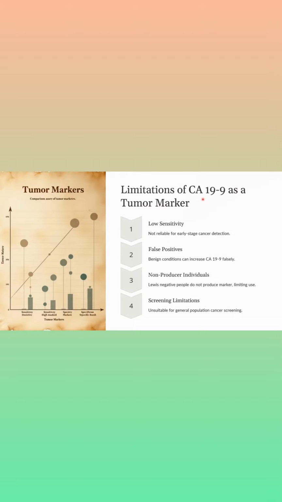Finally, the limitations of CA 19.9. It has low sensitivity, so it cannot be used for early stage cancer detection. False positives are seen, that is, it can be raised in various benign conditions, and in Lewis negative people, it is not produced, and moreover, it cannot be used for screening of cancer.